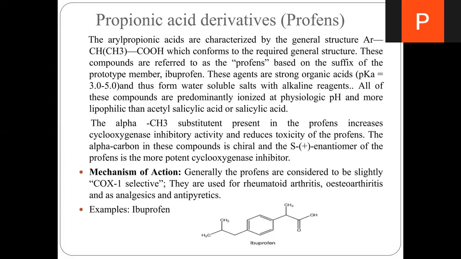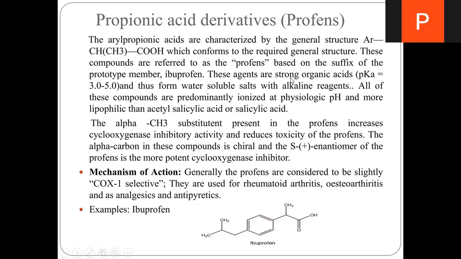Next, coming to the propionic acid derivatives, which are also called profens. In the general structure, Ar contains CH(Ar) along with CH3 and COOH. Ar means aryl or phenyl ring. These compounds are referred to as profens. Propionic acid derivatives are nothing but profens, named based on the suffix of the prototype, ibuprofen. These agents are strong organic acids.